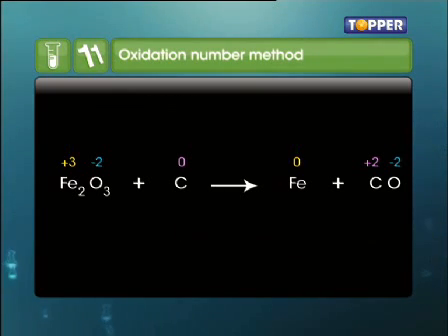Now, multiply the change in oxidation number by a suitable coefficient to balance the equation. Now, the next step is to balance oxygen and hydrogen atoms. In this reaction, the number of oxygen atoms is already balanced. Hence, the redox reaction is balanced.